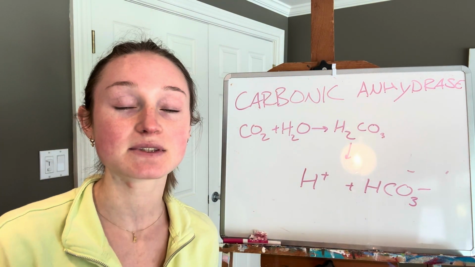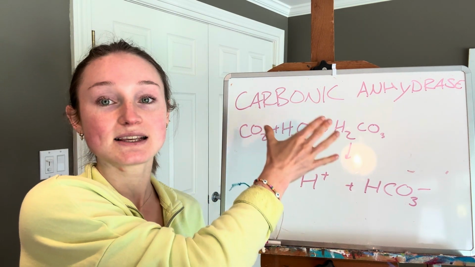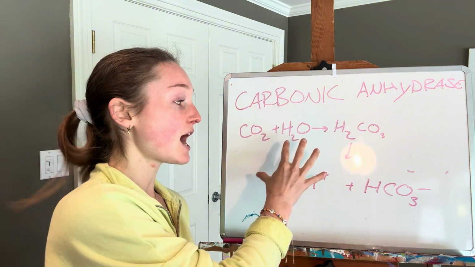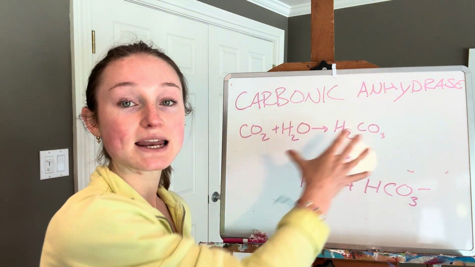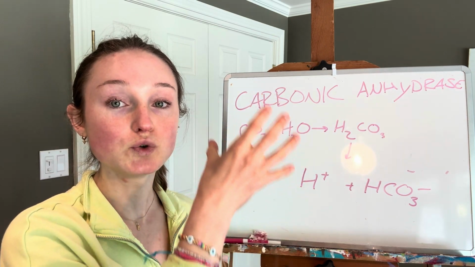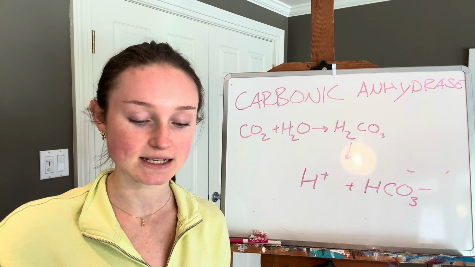Now, this is something I'm saving for the blood buffer system, but inside your blood also exists the enzyme carbonic anhydrase, and we have this exact same situation going on. Carbonic anhydrase in your blood is buffering against any huge changes in blood pH to maintain balance and homeostasis.